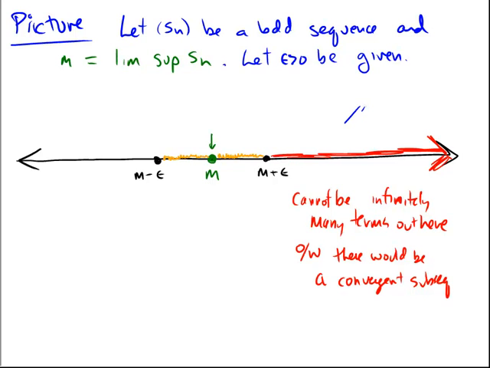So in other words, up here, well, let me put this in red so we're being consistent here. Up here, there's only finitely many terms of the sequence.